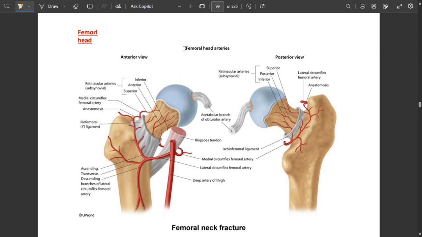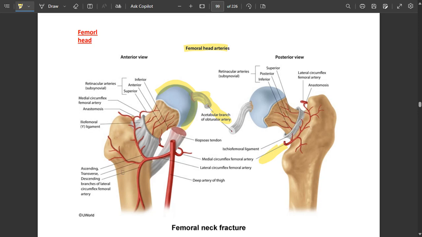Okay, let's talk about femoral head arteries. In the central part of the head of the femur, the acetabular branch of the obturator artery comes. And there is the medial circumflex femoral artery and the lateral circumflex femoral artery, at the base of the head of the femur, and there are ascending, transverse, and descending branches of the lateral circumflex femoral artery.